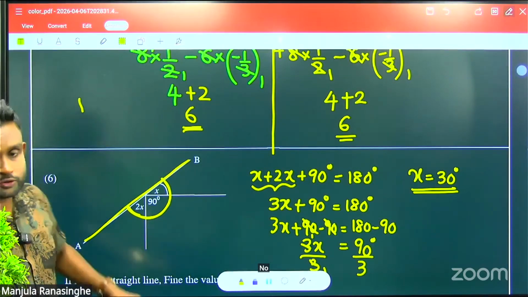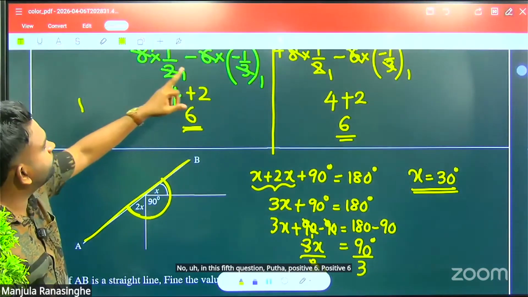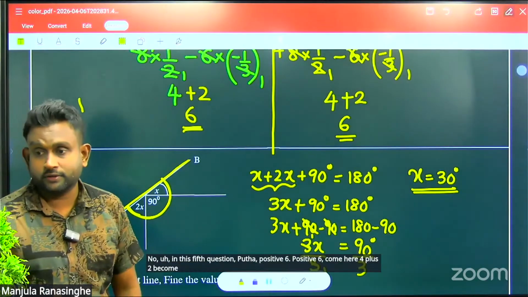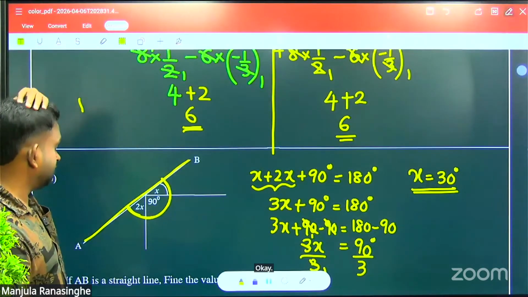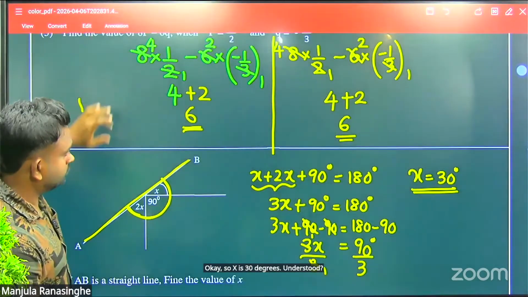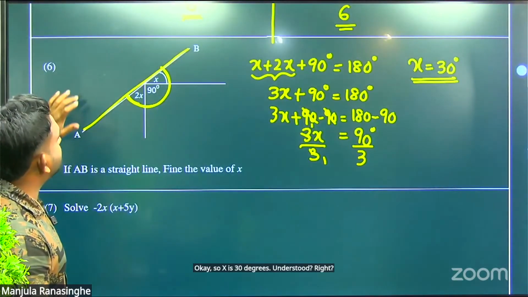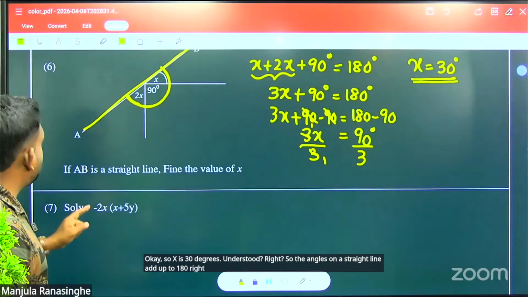In the fifth question, the answer is positive 6. 4 plus 2 becomes positive 6. So x is 30 degrees. Understood? So the angles on a straight line add up to 180. Right, so solve this one.